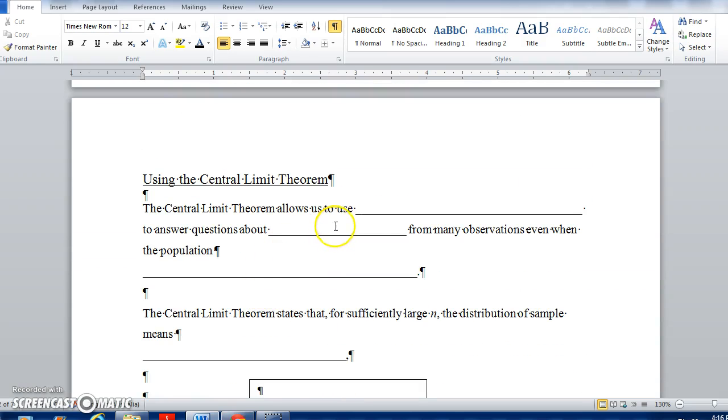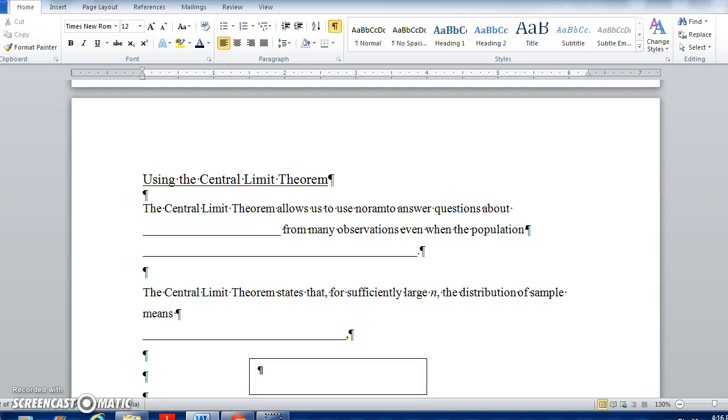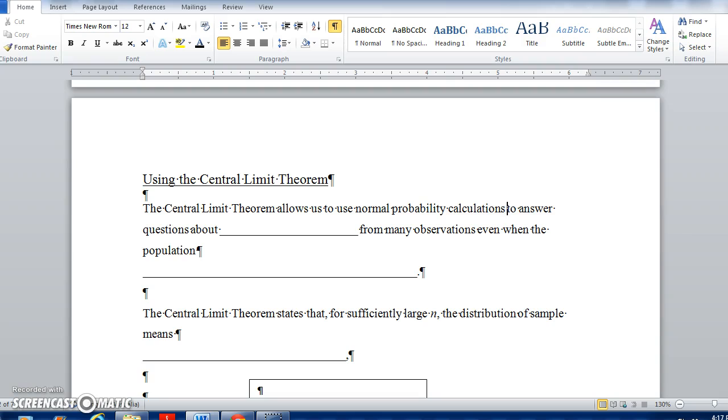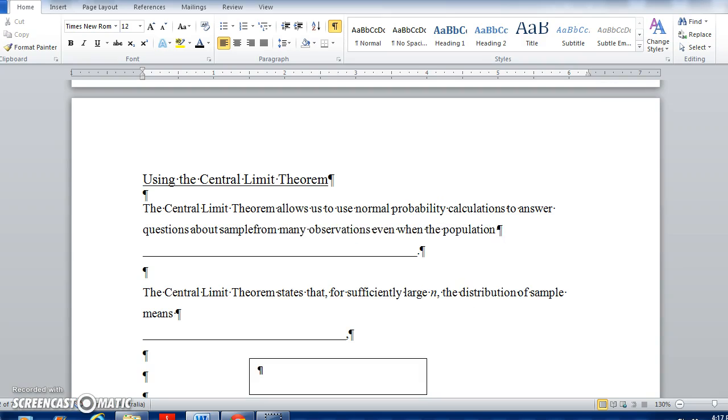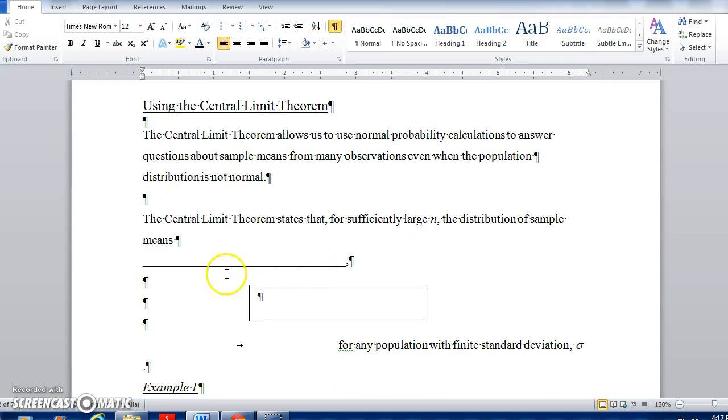Okay, so the central limit theorem is quite powerful because it allows us to use normal probability calculations, so that's what we've been practicing this last week, to answer questions about sample means from many observations, even when the population distribution is not normal. And so for that reason, it's quite powerful.